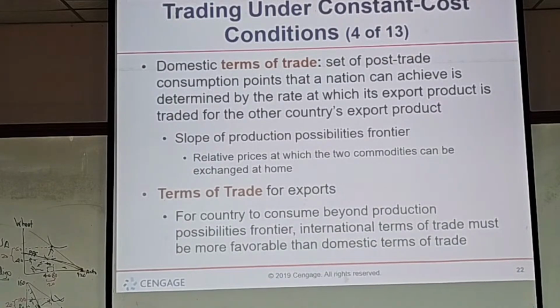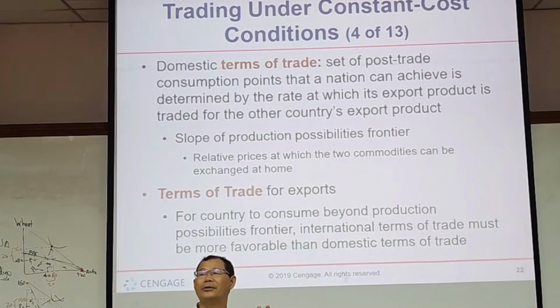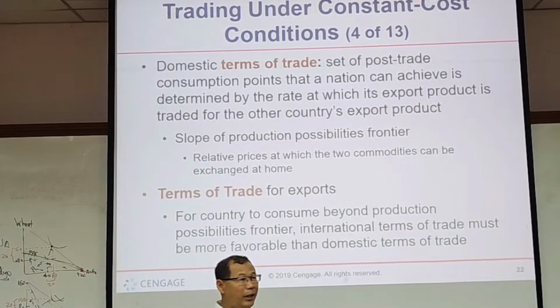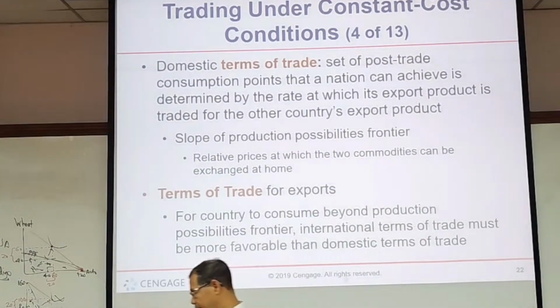Canada imports automobiles. Automobiles were expensive in Canada before trading. But now, with trading, cars are cheaper. You see the beauty of trade. What you import is going to be cheaper. What you export is going to get a higher price. Terms of trade must be more favorable than domestic terms of trade for them to trade.